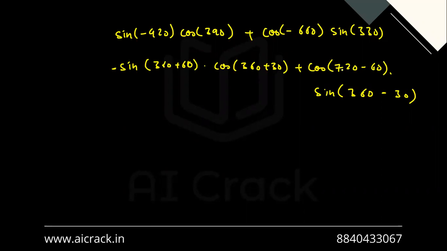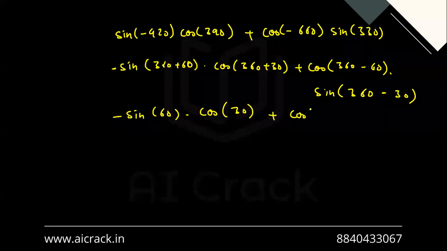Now over here, just to avoid confusion, I'll write it as 2 pi plus 2 pi minus 60, right? So I'll skip one 2 pi. That becomes 360 minus 60, just to avoid confusion for the starting purpose. Now this is nothing but minus of sine 60, because sine of 2 pi plus theta is sine theta, dot cos of 2 pi plus 30, that is again cos 30, plus cos of 2 pi minus 60.